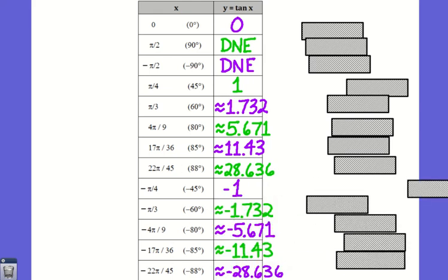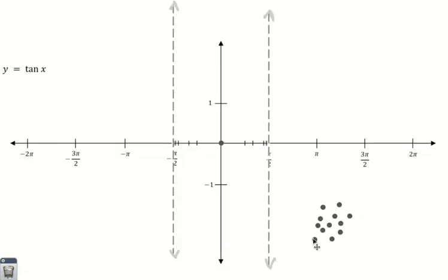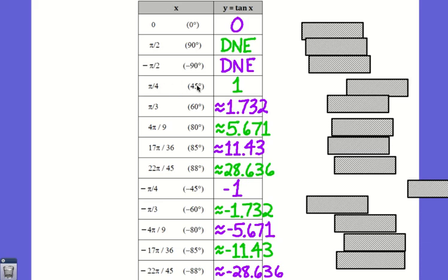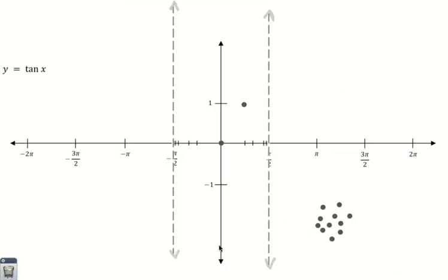So at 45 degrees, which is where? Like if this is 90, this would be where 45 degrees is, right? And so we'd have a point there, right? So essentially pi over 4, comma 1, which is right there. And at negative pi over 4, comma negative 1, right?